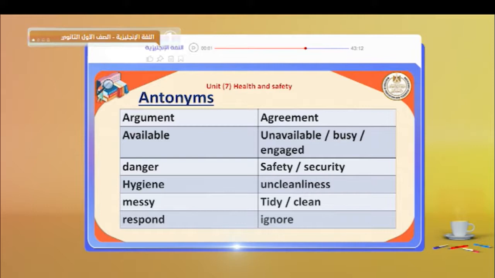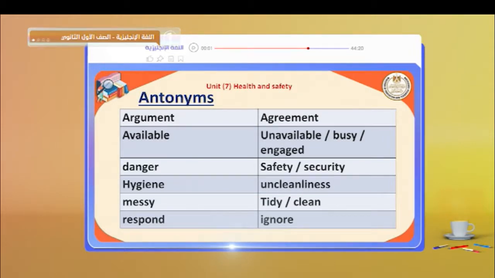Danger, what is the opposite of danger? Safety or security. What about hygiene? Hygiene, what is the opposite? Uncleanliness. The word messy, what does it mean? Messy means something which is untidy. So when I say the room is messy, means everything is not tidy. So what is the opposite of messy? The opposite of messy is tidy or clean. What about the word respond? To respond means to react or to answer. What is the opposite? To ignore. To ignore someone, you don't answer him. So I can say, for example, that I sent him an email and he ignored it. Means he didn't answer, he didn't respond to it.